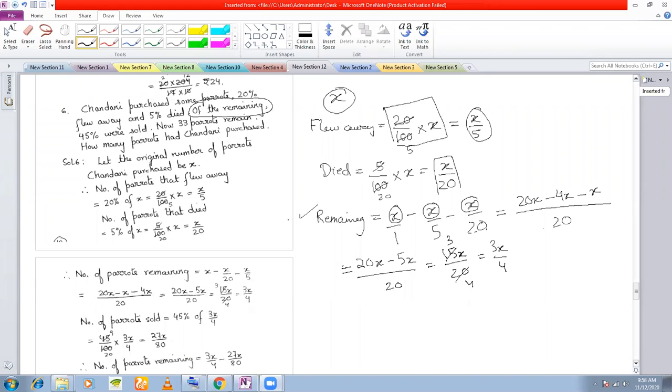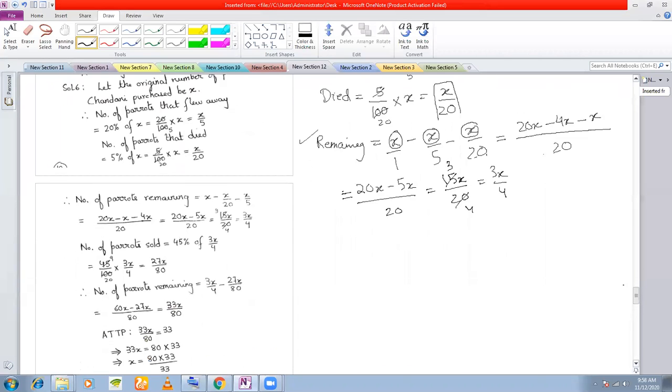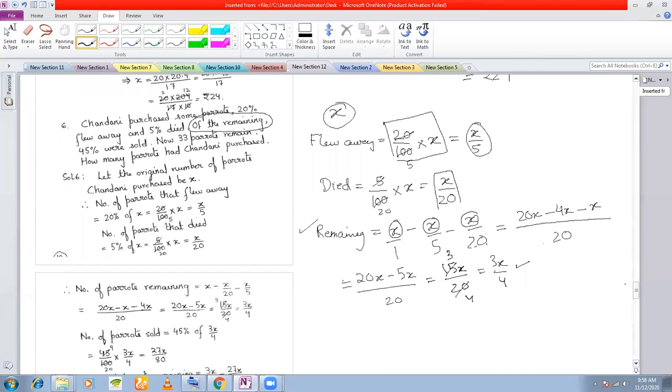Now the thing here is of the remaining, 45% was sold. So of the remaining here is 3x by 4. And how much is of the remaining? Of the remaining, 45% was sold. So how many was sold? 45% of the remaining. Okay, and what is the remaining? 45% of remaining. Remaining is 3x by 4.